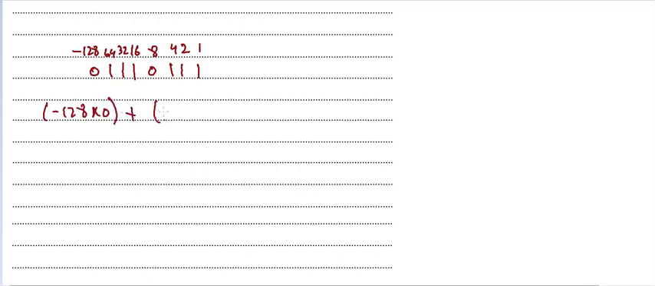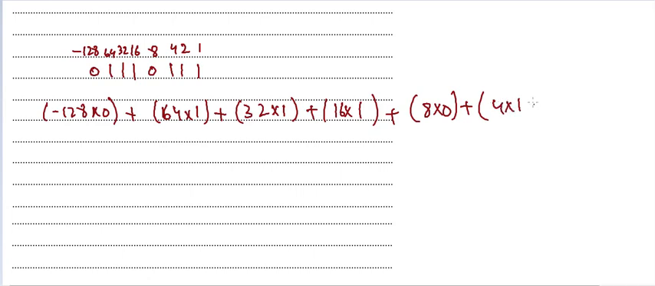Okay, let me quickly write down the number here, 0111 0111, and apply the weights 1, 2, 4, 8, 16, 32, 64 and minus 128. So this becomes minus 128 into 0 plus 64 into 1 plus 32 into 1 plus 16 into 1 plus 8 into 0 plus 4 into 1 plus 2 into 1 plus 1 into 1, right?